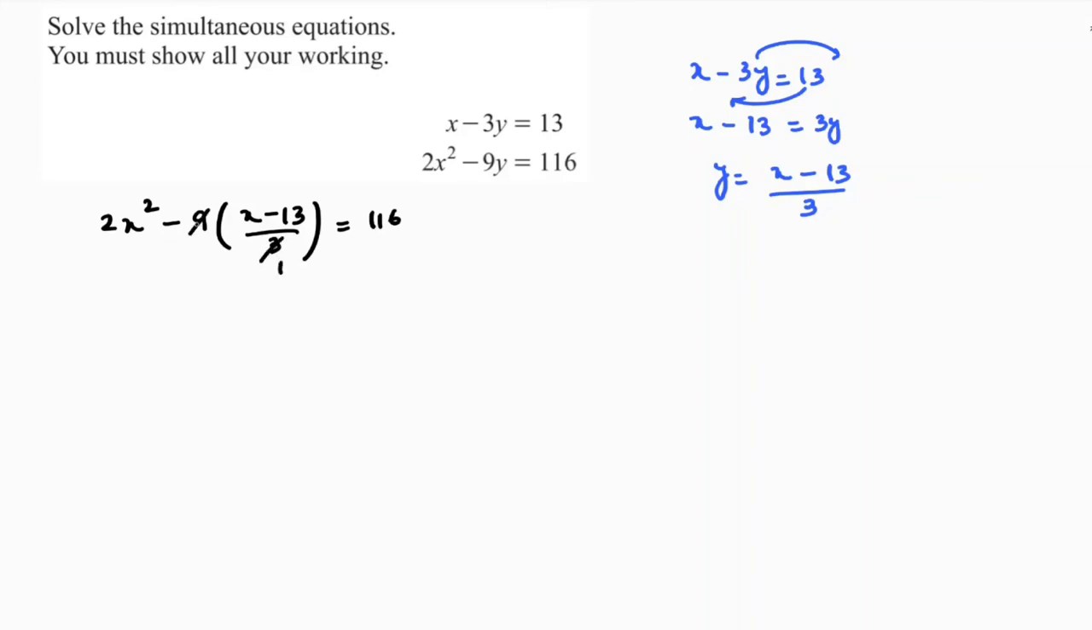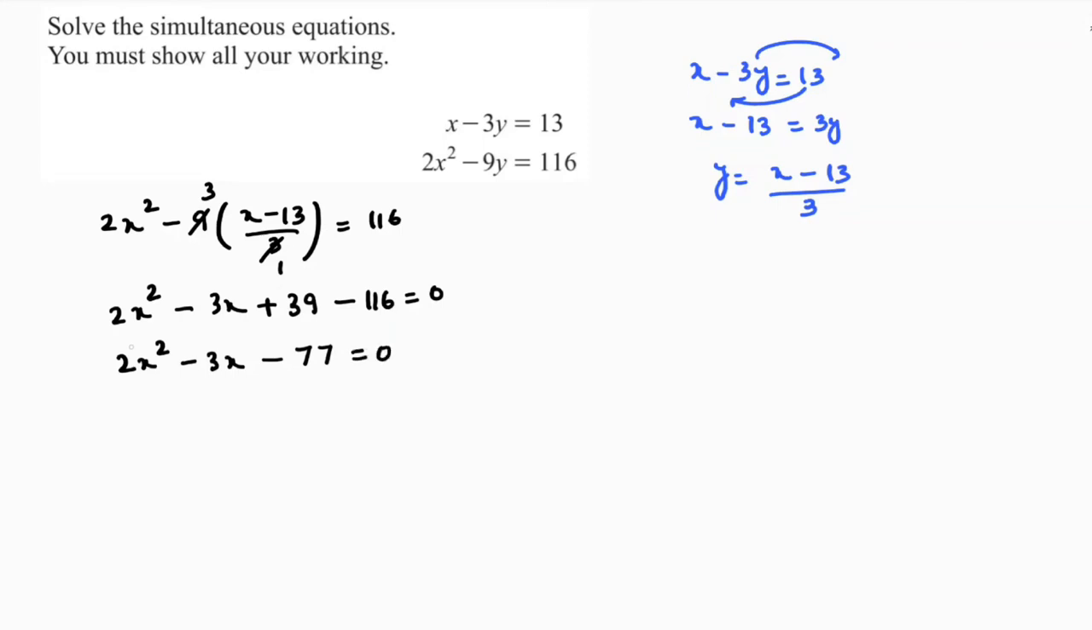So here see, 3 times 1, 3 times 3. 2x square minus 3x, minus into minus plus 3 into 13 is 39. And 116, if I transpose, minus 116 equals 0. Now here, 2x square minus 3x. Now 39 minus 116 is minus 77. So here, minus 77 equals 0.